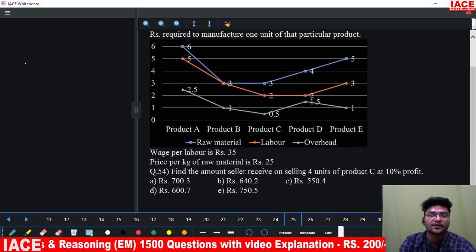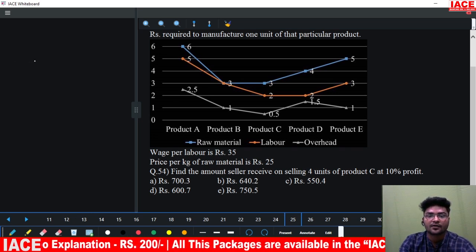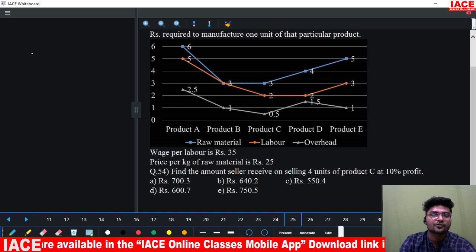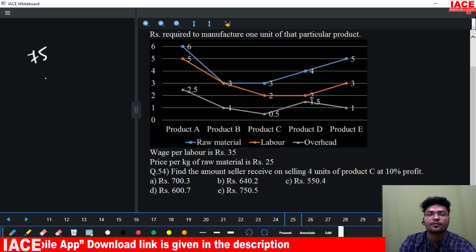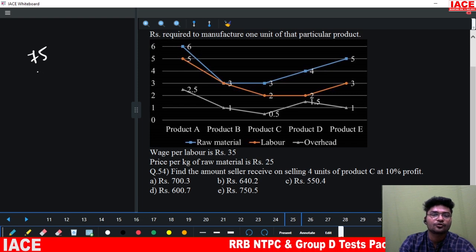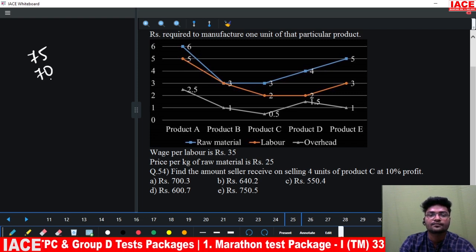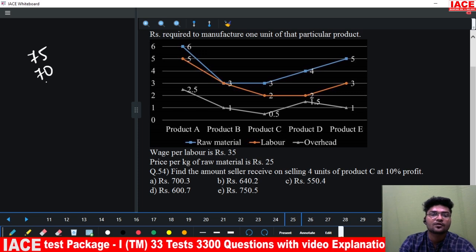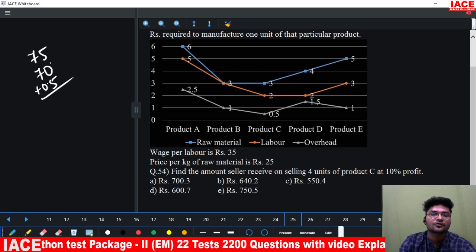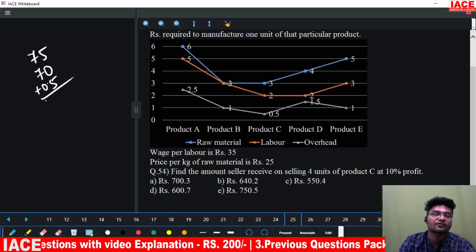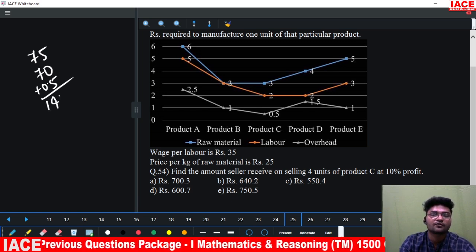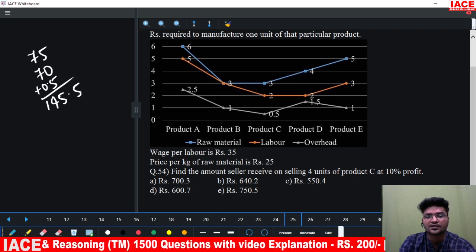So product C, raw material is 3 kgs. So 3 into 25, 75. Product C, labor is 2, so 2 into 35, which is 70. And overhead is 0.5. So 70 plus 75, 145 plus 0.5. This is 145.5. This is for one item.